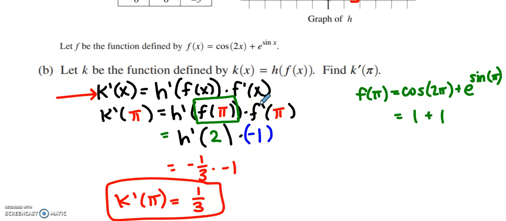This would be a situation where, let's say you had found f prime incorrectly in part A, but you used it here, they would still accept your answer for this one.